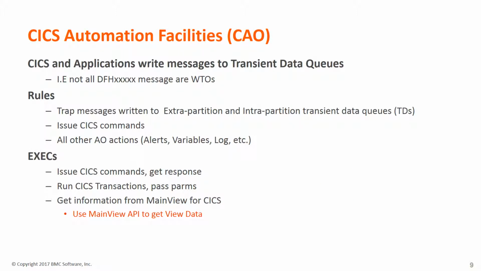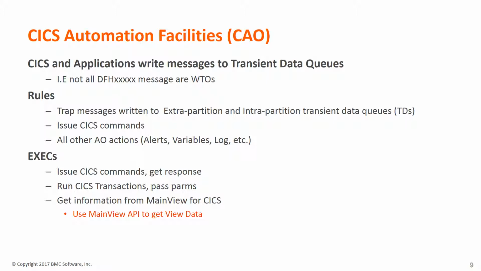Now I'd like to take a few minutes to talk about some of the various Auto Operator solutions. The first I'd like to talk about is Auto Operator for CICS. Auto Operator for CICS allows you to trap messages that are written to the CICS transient data queues. Not all CICS messages are written to the console, and there can be important messages that are missed if you're not monitoring the TD queues.